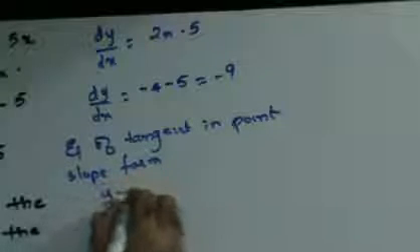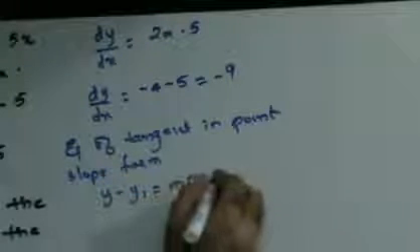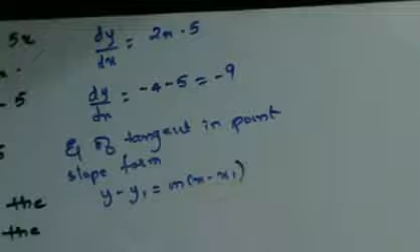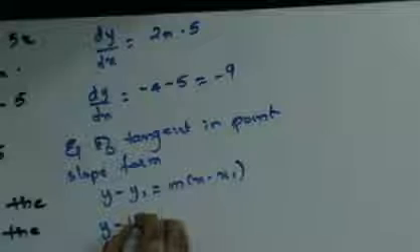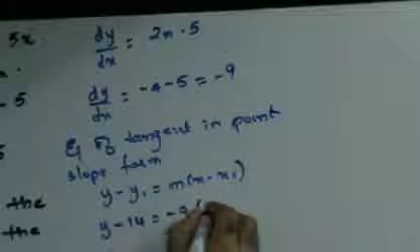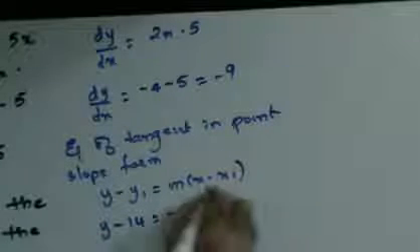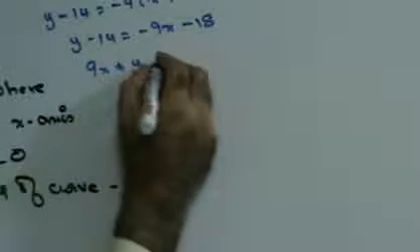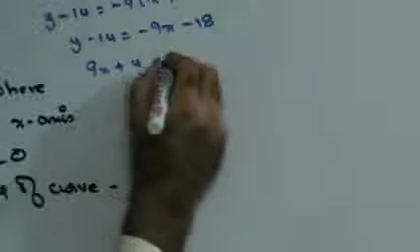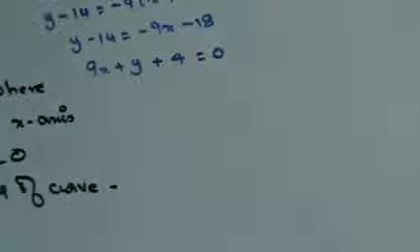Which is y minus y1 is equal to m(x minus x1). So in that case I can say y minus y1, which is 14, is equal to m(x minus x1), that is x plus 2. So y minus 14 is minus 9x minus 18. So 9x plus y plus 4 is 0, which is the equation of the tangent. Fine, do we get this in here?